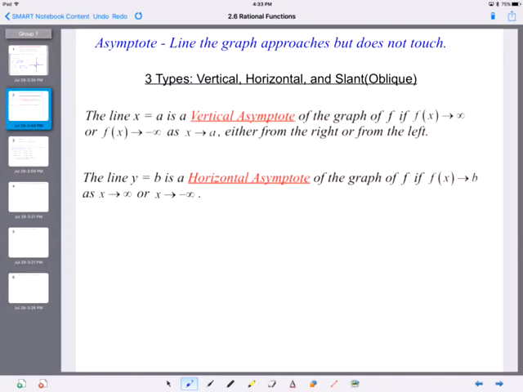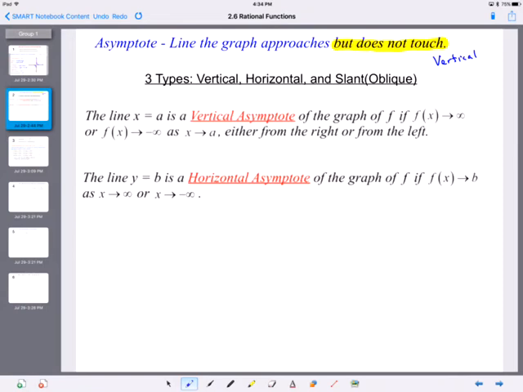So on the next slide, what is an asymptote, if you haven't learned this already? An asymptote is a line the graph approaches but does not touch. Well, this is the definition that you probably learned in Algebra 2. But this idea that the graph does not touch is not 100% true. If you're talking about a vertical asymptote, then yes, the graph will not touch a vertical asymptote. That is true. But with a horizontal asymptote, that's not true.